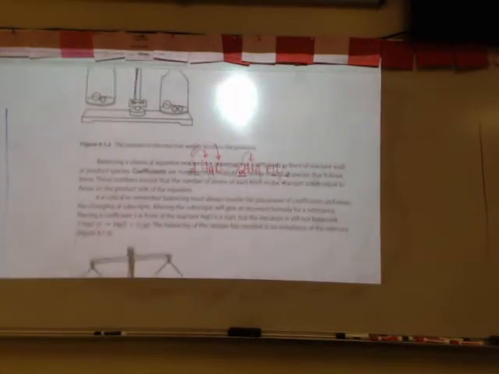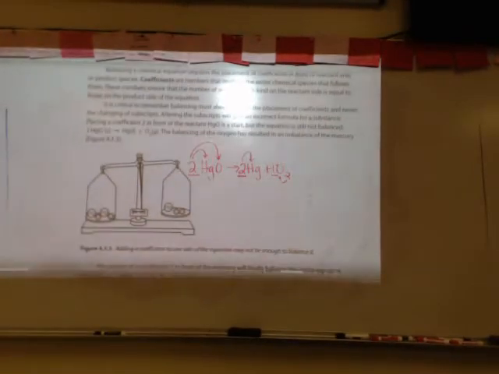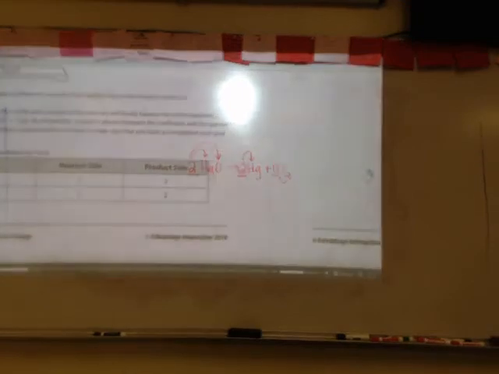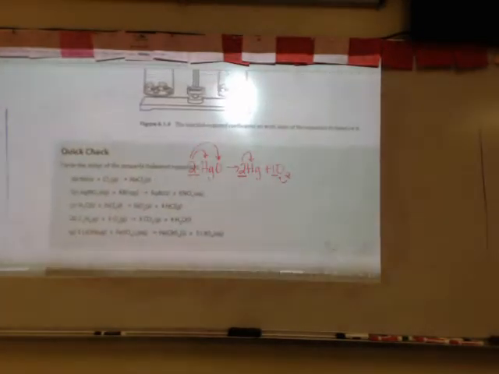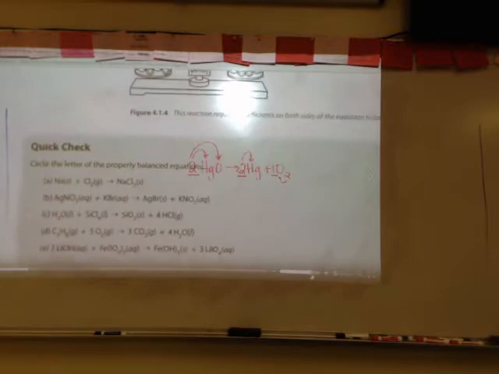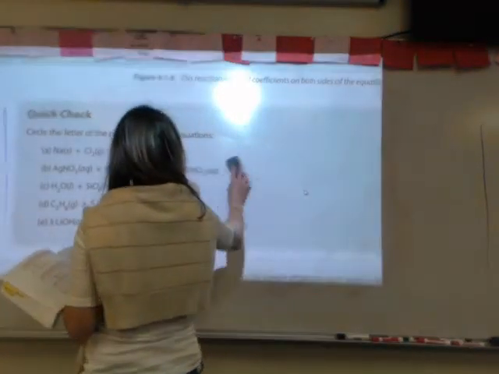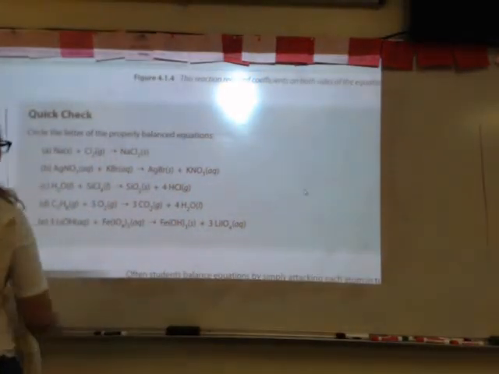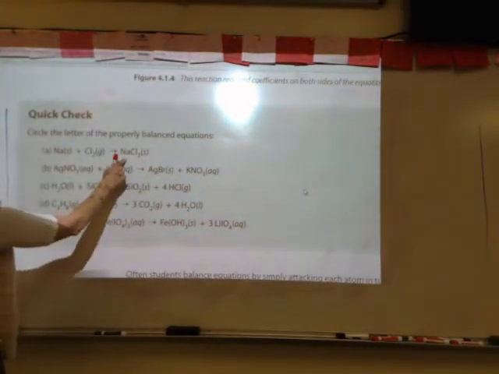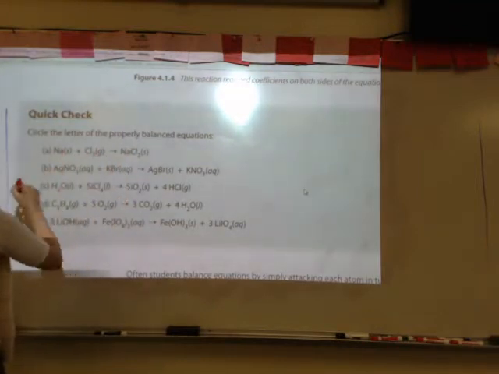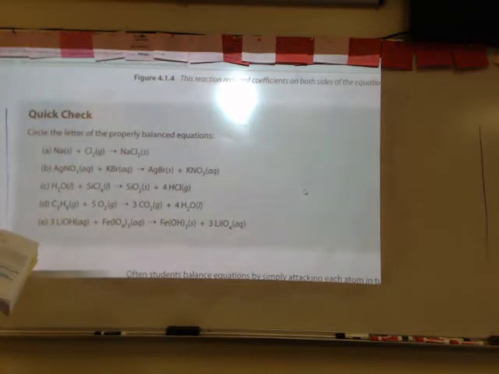We cannot change the subscripts. Never change the subscripts, because if you change the subscripts, what that does is it gives you a completely new substance. So let's take a look here at the quick check. You'll notice that in number 1, I have a sodium on each side of the arrow. I have 2 chlorines on each side. So this is a properly balanced equation. So we would circle this one.